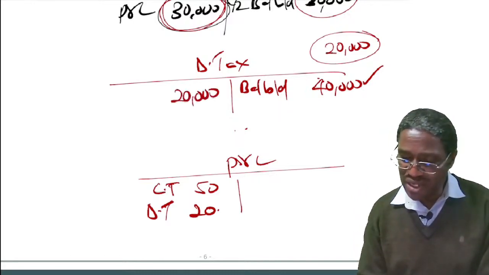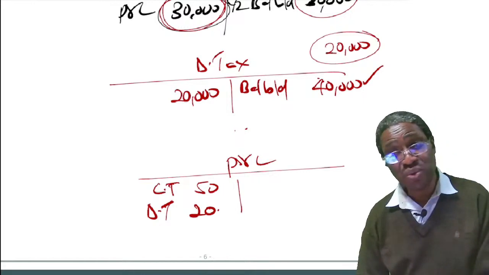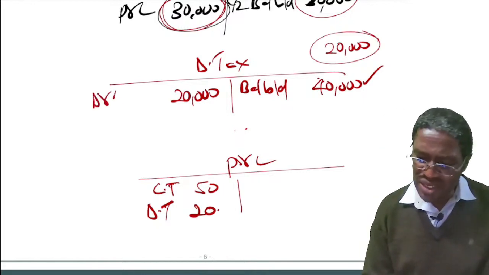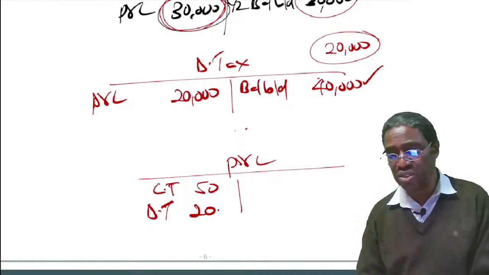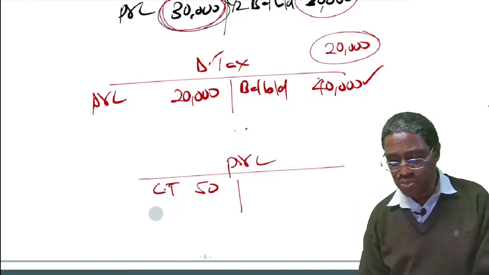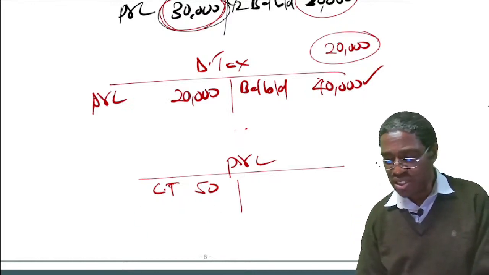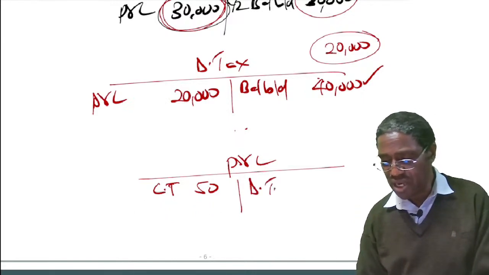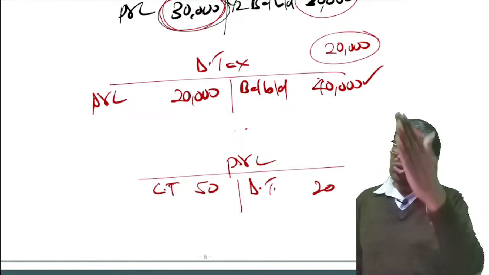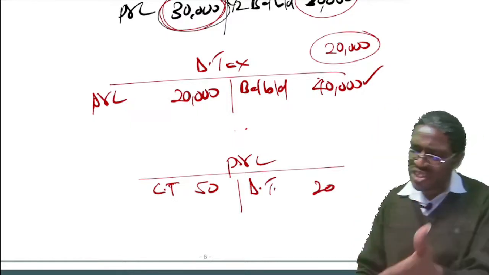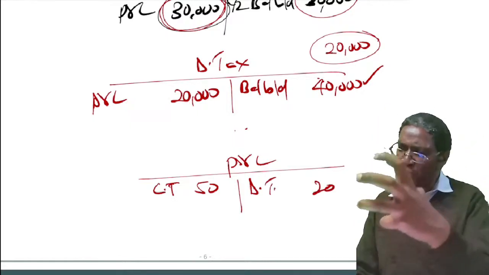So you'll come and debit deferred tax by how much? By 20, which automatically means you will credit the P&L account by how much? 20. When it comes to the P&L account here, you'll come and credit here and you say deferred tax by how much? 20.